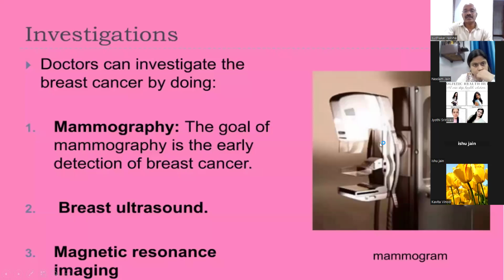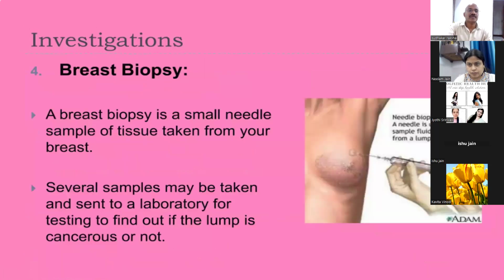So what are the investigations we do when we get a breast carcinoma? Mammogram. This is the best modality for the diagnosis of breast carcinoma. Mammogram will pick up the breast carcinoma even before the lump becomes palpable. In case of dense breast, MRI, magnetic resonance imaging, is needed. It will be an adjuvant to the mammogram.